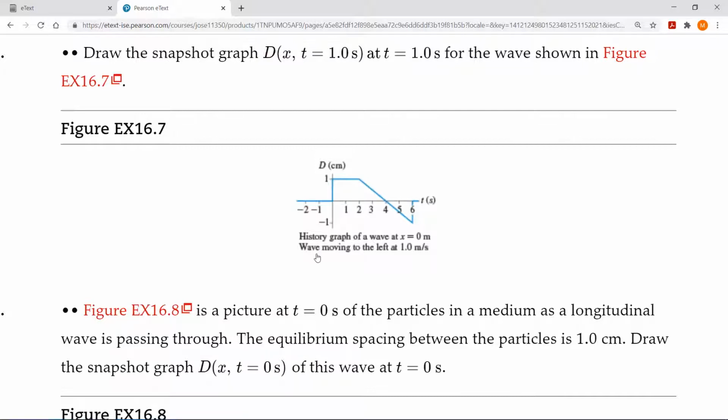Now let's look at the fact that the wave is moving at 1 meter per second. It's also moving left. We're going to need that. If it's moving at 1 meter per second for 6 seconds, I'll write this down in a moment, but just use distance equals velocity times time. 1 meter per second times 6 seconds means that the wave has traveled 6 meters during those 6 seconds.